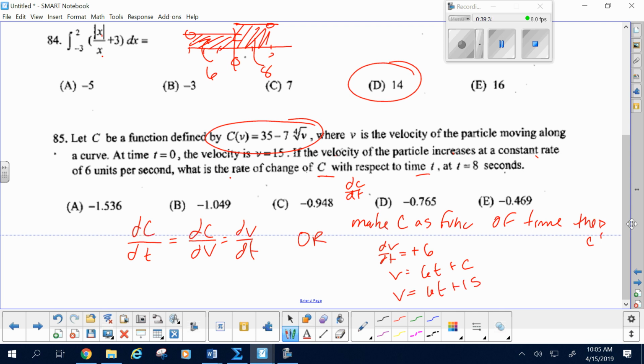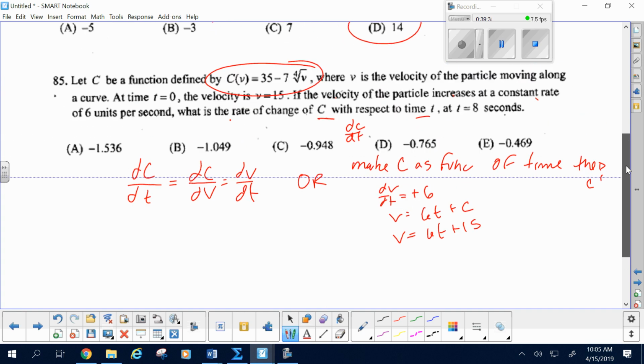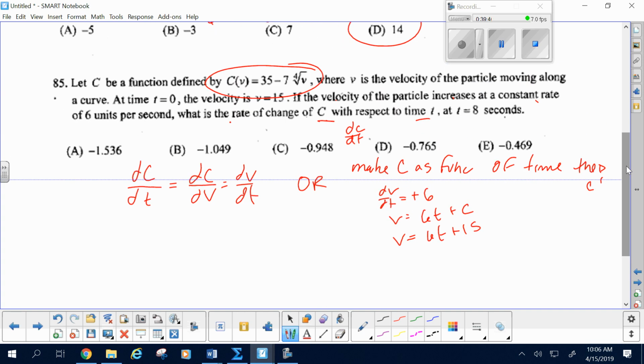Are we cool? Now if you then substitute that into C, so that C relates to time instead of velocity, then C is 35 minus 7 times the 4th root of 6t plus 15. Then you can take the calculator and evaluate C as a function of t at 8, and you're rocking and rolling. Most students that were successful did it that way. That makes a lot of sense to me. With me? That was a hard one. The answer was E.